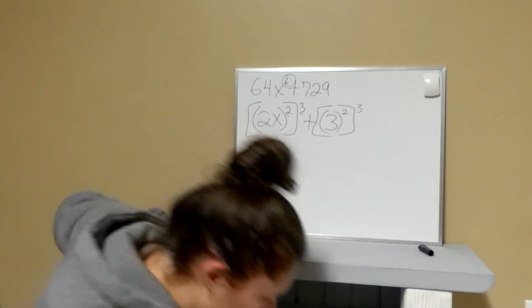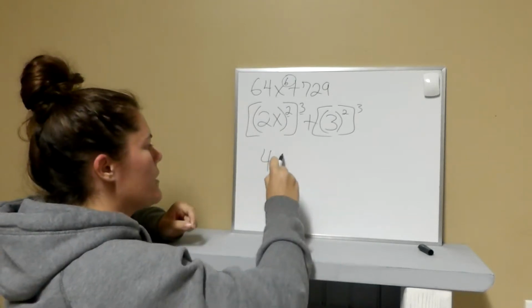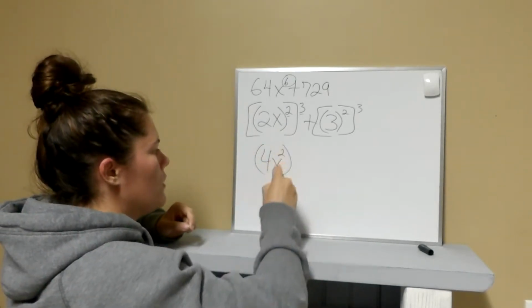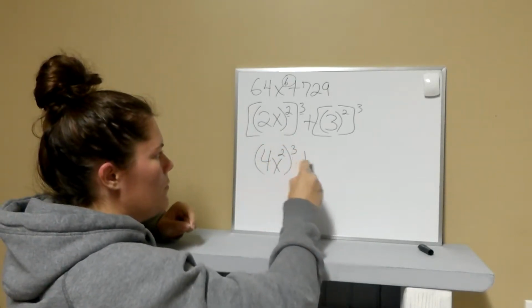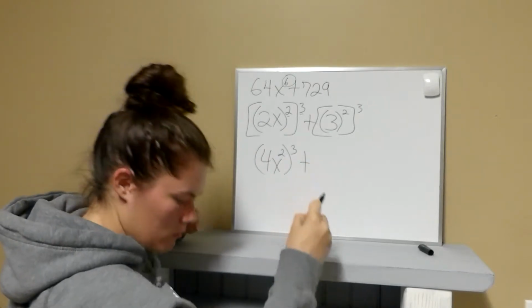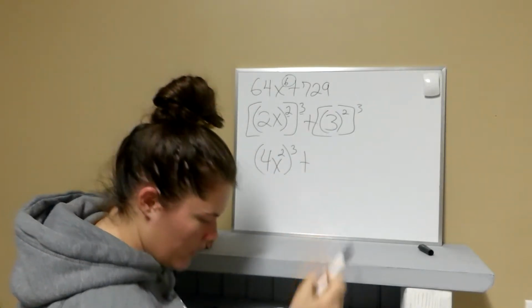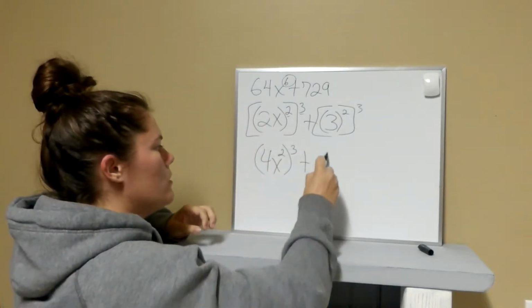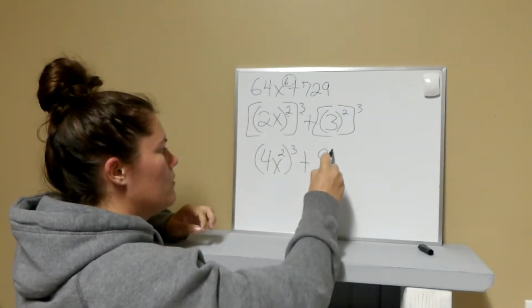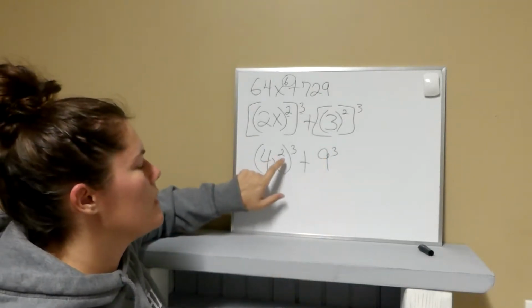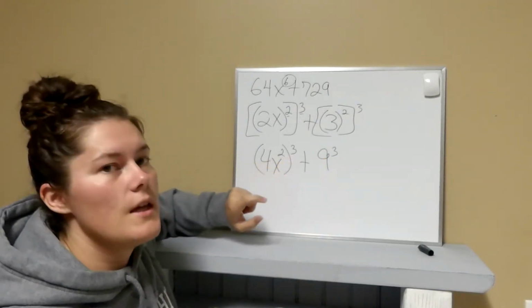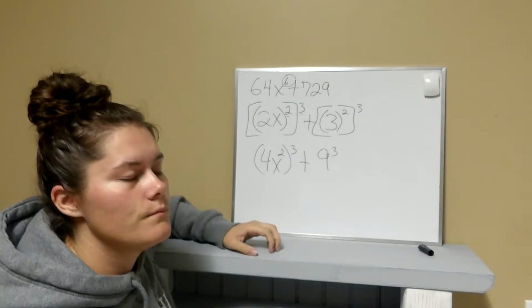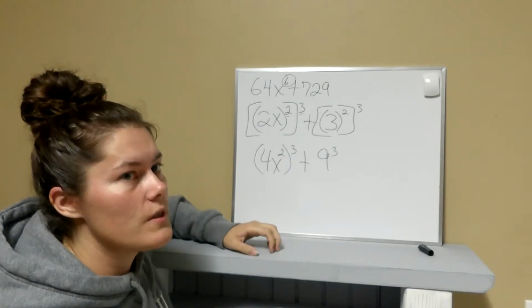4x squared cubed plus 3 times. Why did it do that? Oh, yes. So then you would just have 9 cubed. Now the reason why it's here is because it doesn't want to confuse the exponents. It does not want to confuse the exponents.